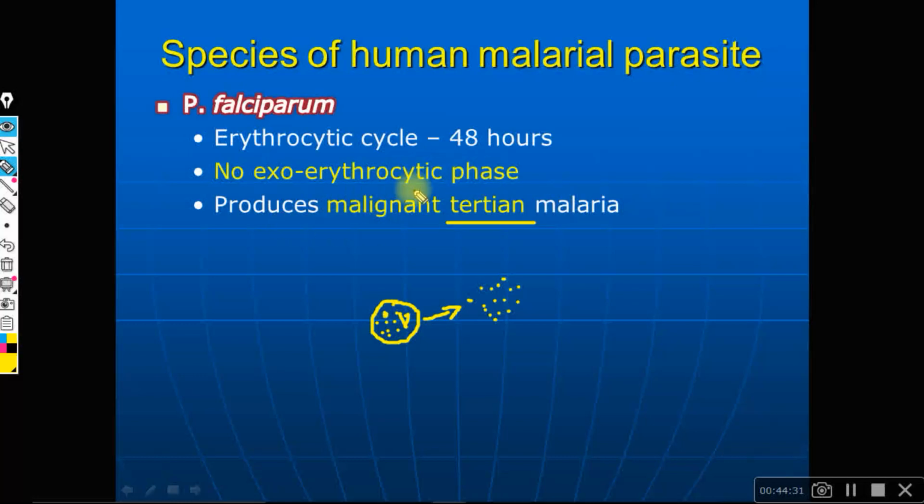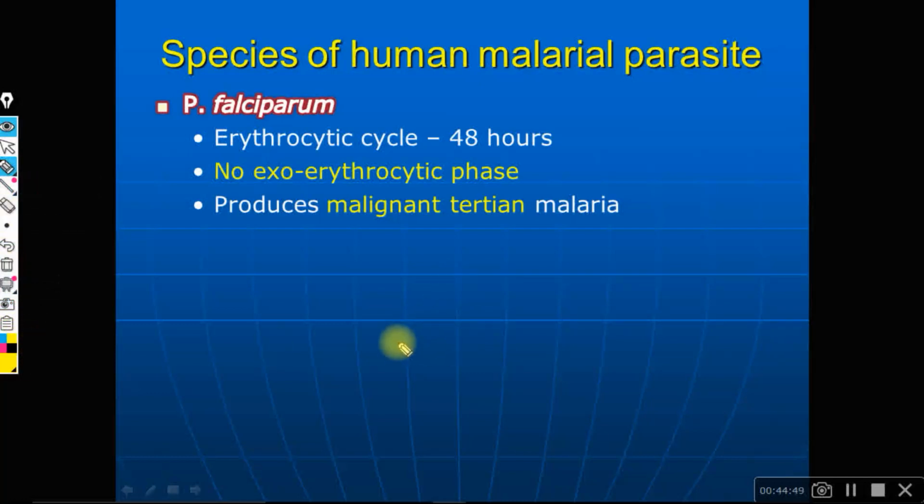Why do we call it malignant? Because this is a lethal form of malaria. Okay, why lethal form? Now two things you need to consider, right? One is definitely it's not visible.